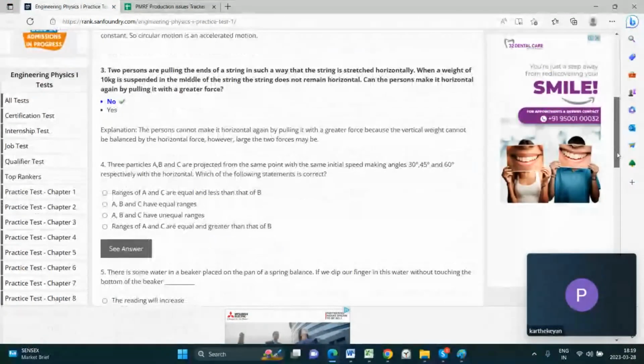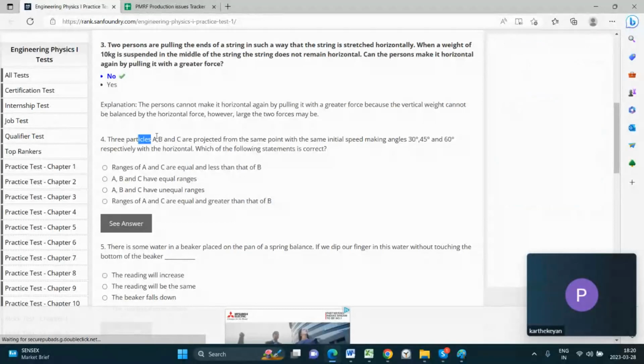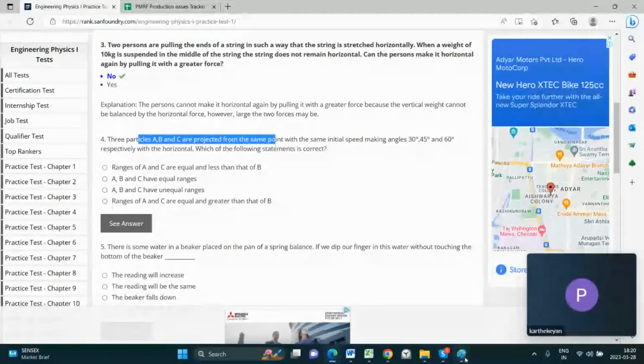Now you are going to answer. Based on your answer, we will choose and then we will see what is the science behind this. Three particles A, B, and C are projected from the same point with the same initial speed, making angles 30, 45, and 60 degrees. Which of the following statements is right? Let us see how it looks.